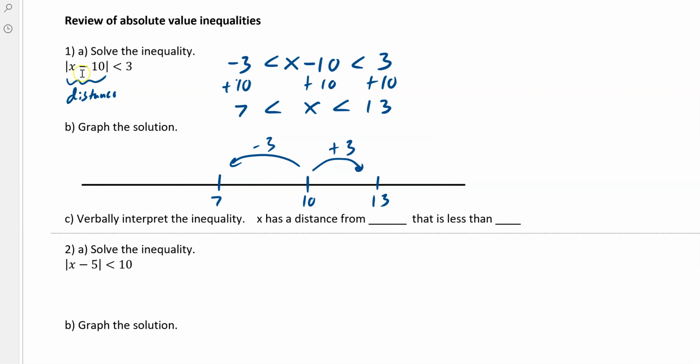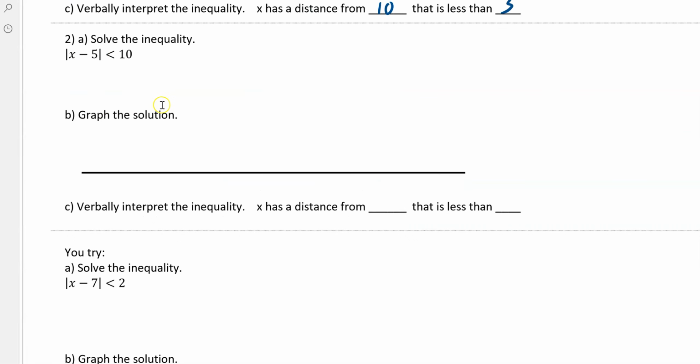So when you read this, what it's really saying is that x has a distance from 10 that is less than 3. It's this area here. So when we read this basic absolute value, we're saying x has a distance from 10 that is less than 3. It tells you, as you read it, what it means. So let's look at another one.